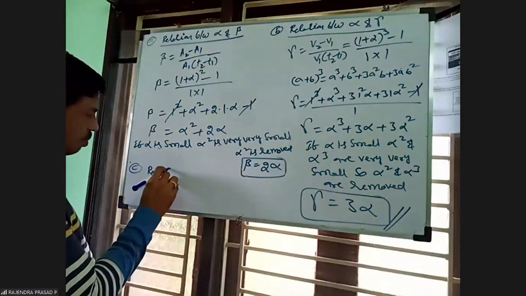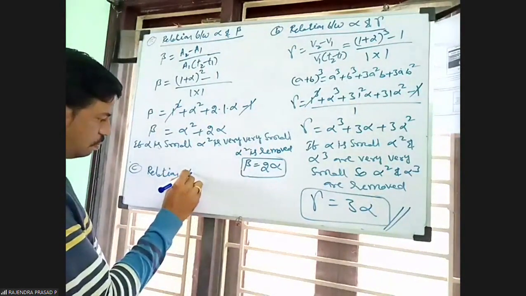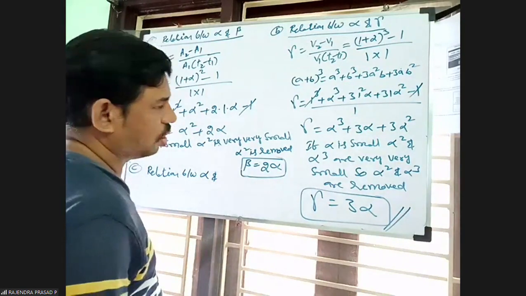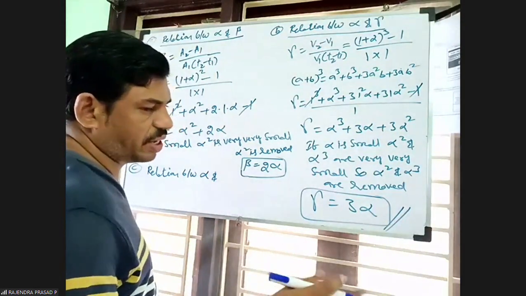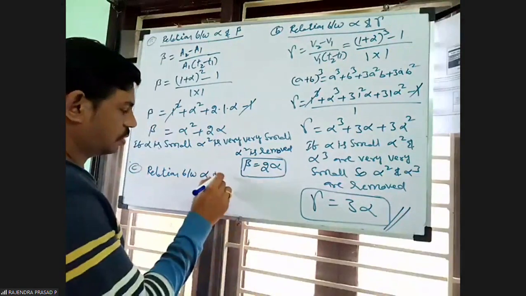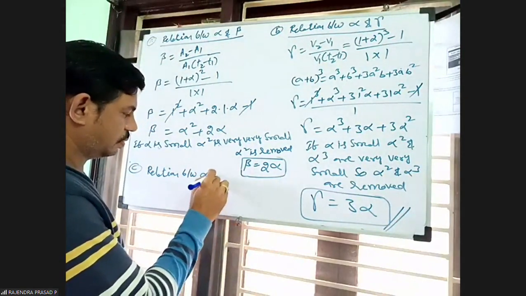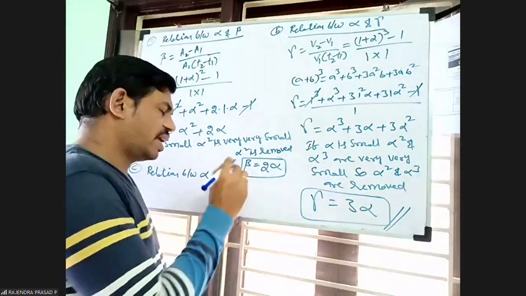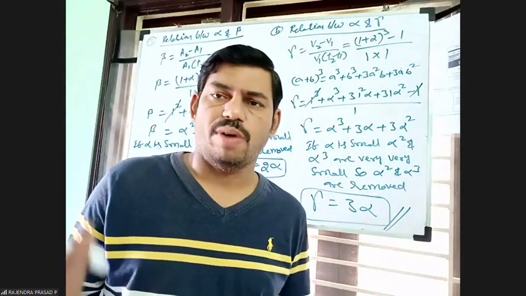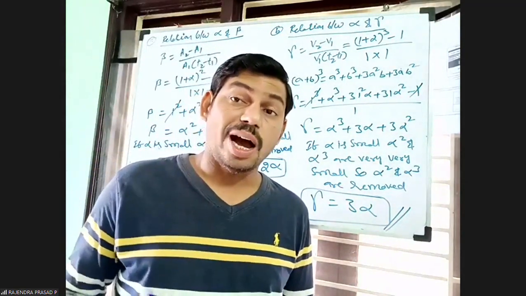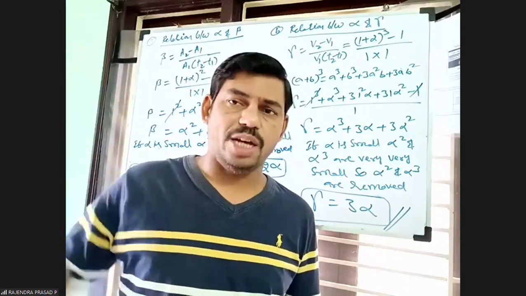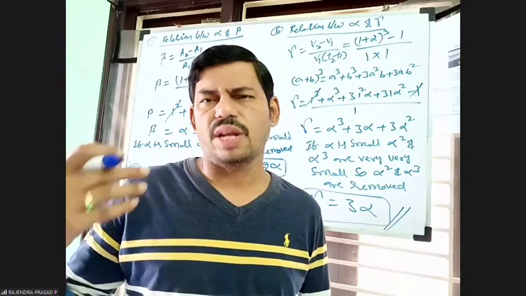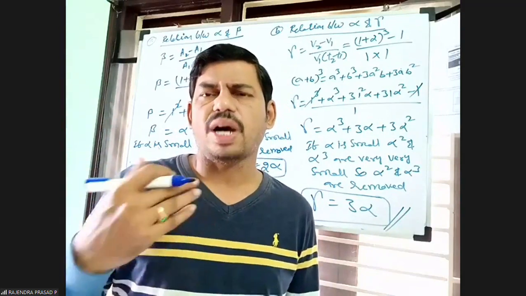Sir, we neglect alpha square and alpha cube, right? Yes, they are almost eliminated. Alpha, beta and gamma are very, very small values. For example, if alpha is 0.001 or 0.01, alpha square is 10 power minus 4 or 5, and alpha cube is 10 power minus 8. So these very, very small values are neglected, approximately 0.